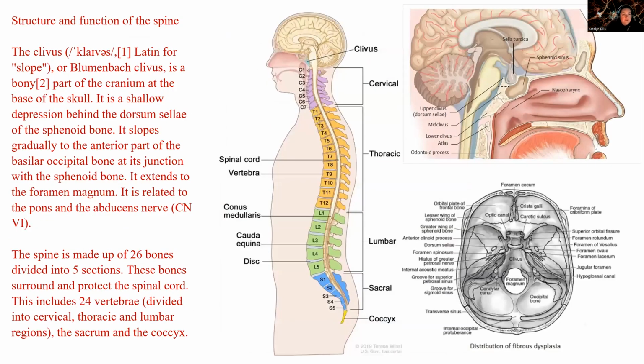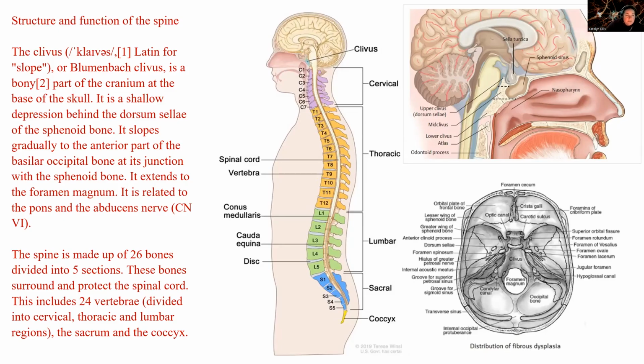All right, structure and function of the spine. We've talked about the spine a lot in MTC 105, but this is a refresher for you. And something cool, I don't think I mentioned the clivus. The clivus is Latin for slope, or the Blumenbach clivus is a bony part of the cranium at the base of the skull.